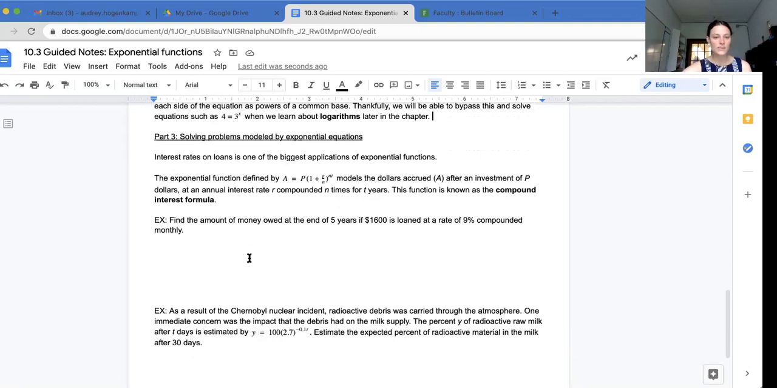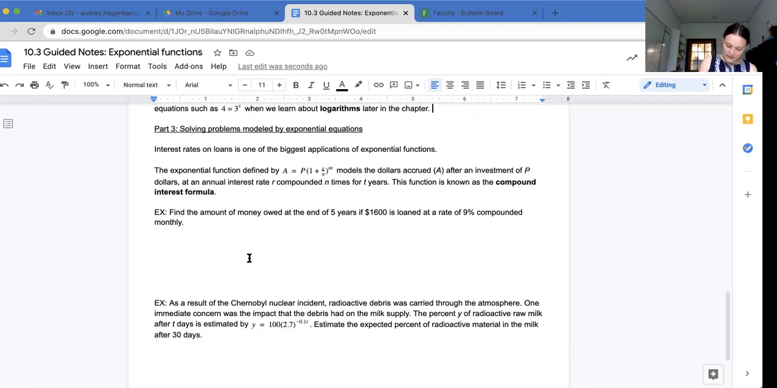So we know the exponential function defined by A equals P times (1 plus r over n) to the nt models the dollars A accrued after investment of P dollars at an annual interest rate of r compounded n times for t years. There are a lot of variables, but in these problems, you will be given a value for every variable except the one you're trying to solve for. So it's a matter of keeping track of these things.